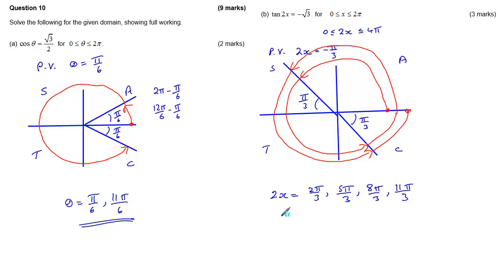And then to get x from 2x, we just divide them all by 2, so this one will be pi by 3, this will be 5 pi by 6, this one will be 4 pi by 3, and this one will be 11 pi by 6.